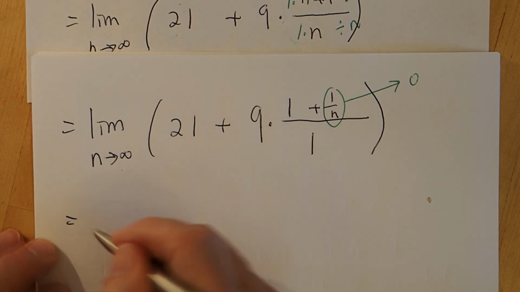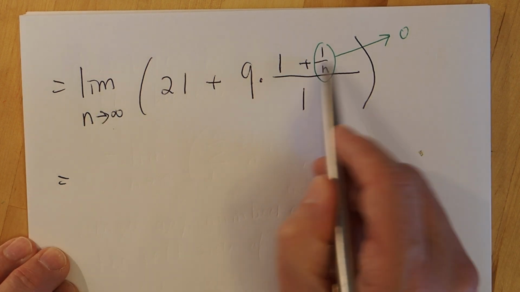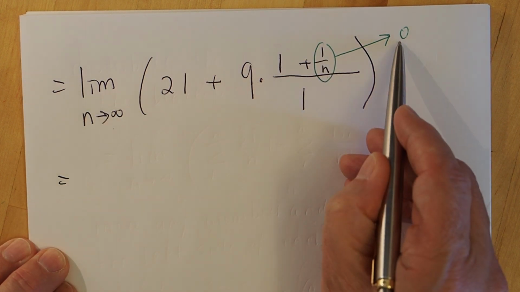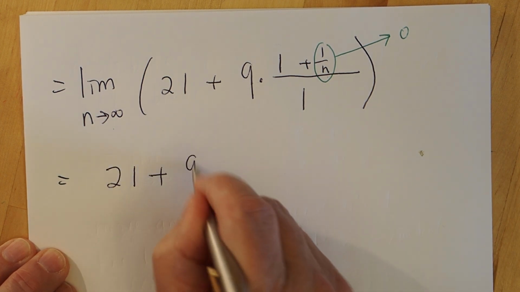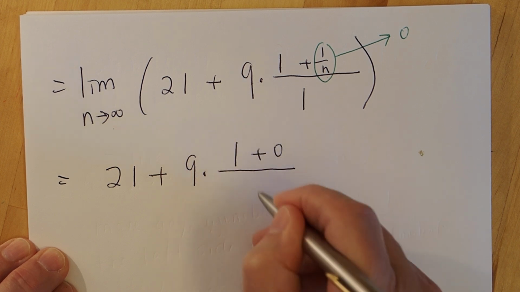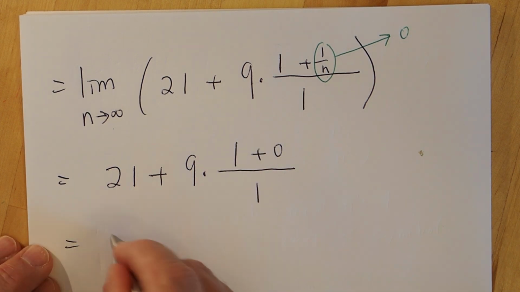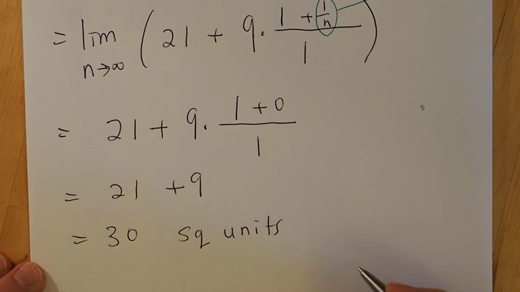I've executed this answer here. I don't write lim anymore because I've actually executed the limit. See the green ink? And that would be 21 plus 9 times 1 plus 0 over 1. And that would be 21 plus 9, which is 30 square units under the graph from 2 to 5.